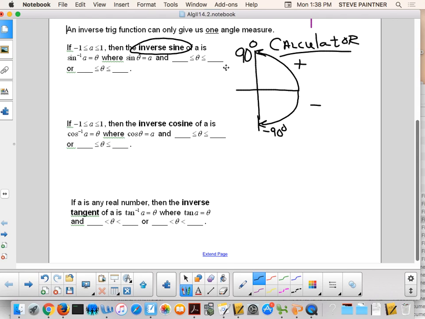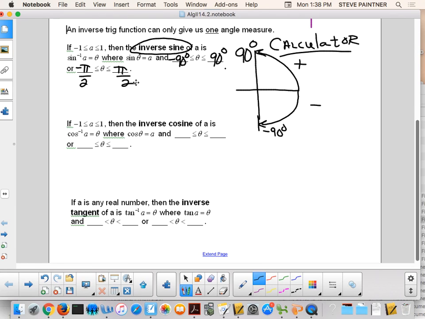Okay? So write this in. Theta, your answer will be greater than negative 90 up to positive 90. If I was talking radians, it would be greater than negative pi over 2 up to pi over 2. Okay? I'm just trying to tell you what your calculator does.